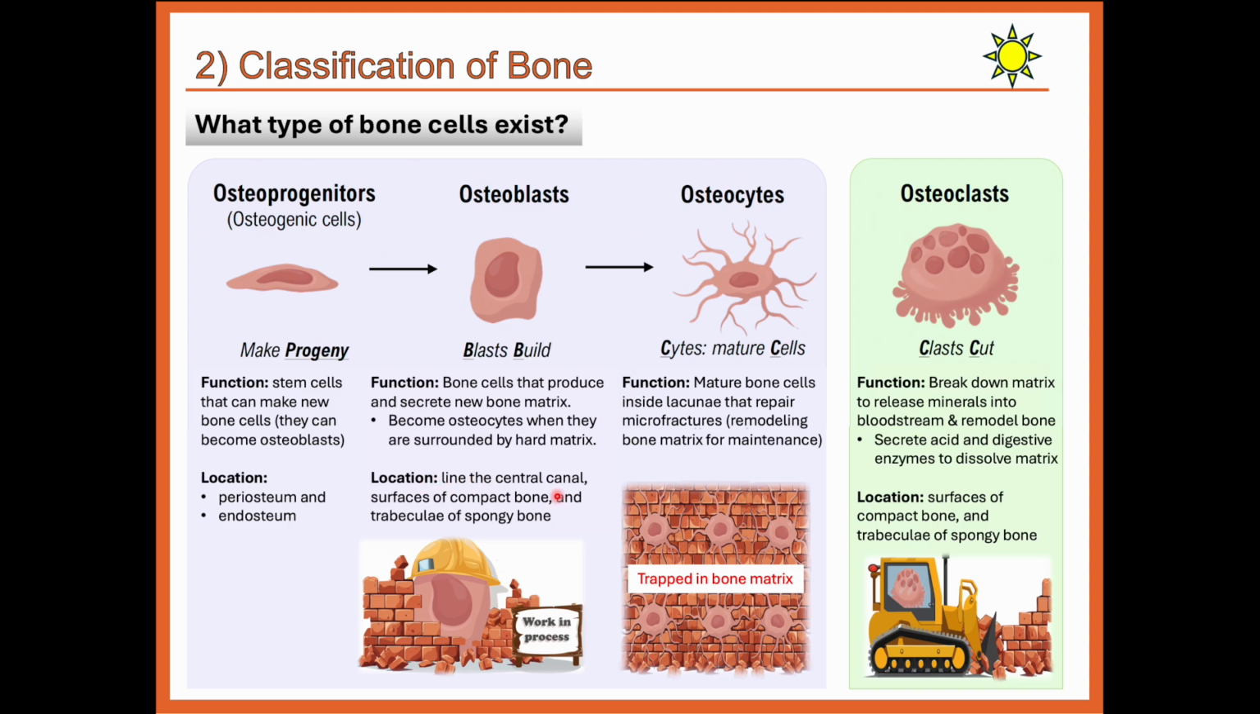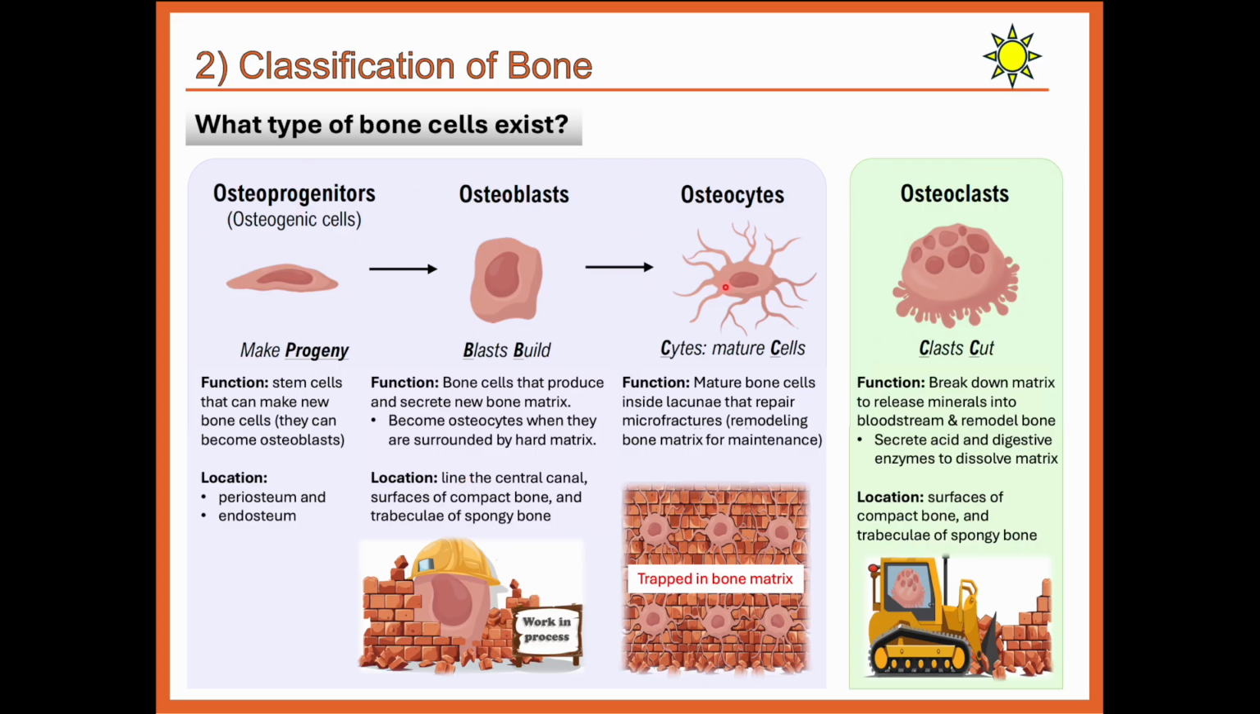Where are they located? They're lined in the central canal, in the surfaces of compact bone and trabeculae bone of spongy bone. All these blast cells in these locations, they need to make new bone sometimes, right? So you'd find them there.